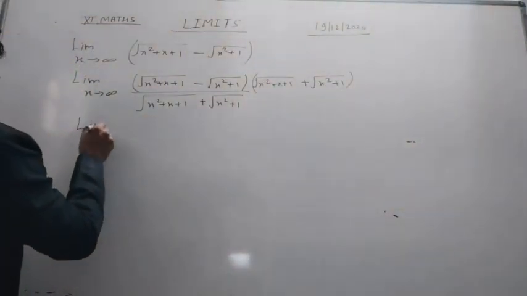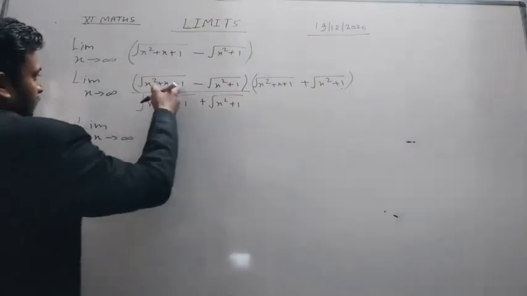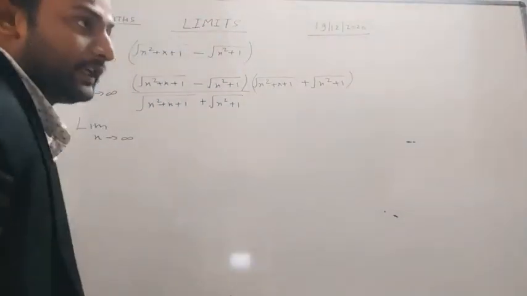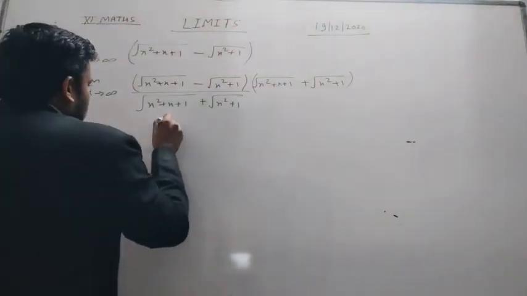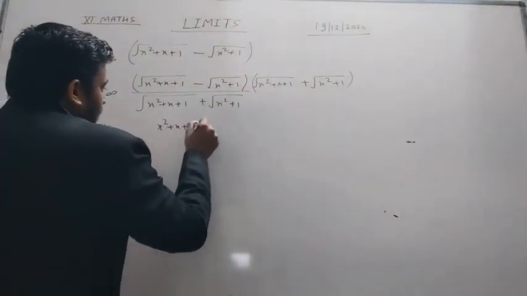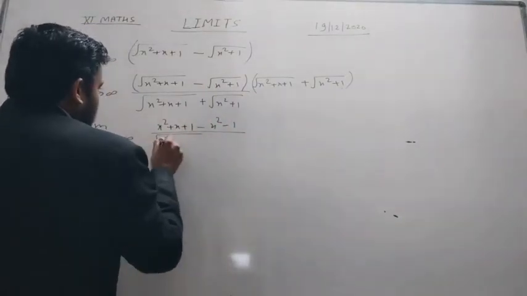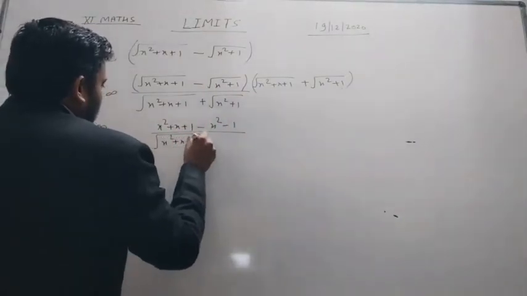So in the numerator we see that here is a minus b, and a plus b. So we get what from here? Limit x tends to infinity. It will be in the first bracket a minus b, in the second bracket a plus b, so we get a square minus b square. So it is x square plus x plus 1 minus x square minus 1, and the denominator is as it is.